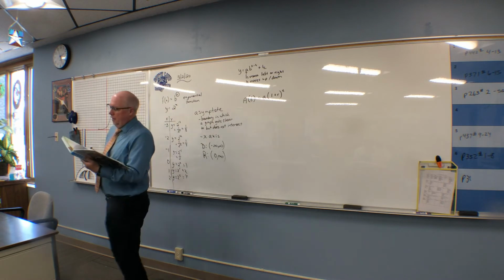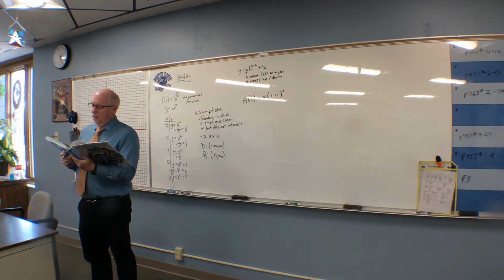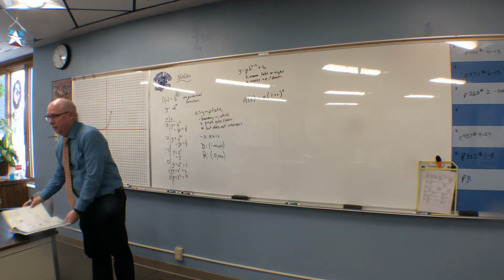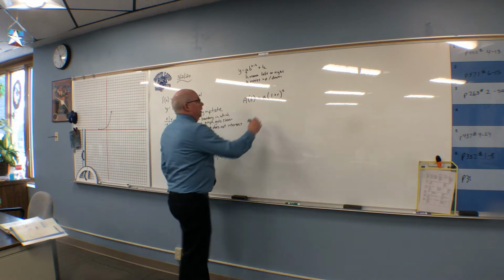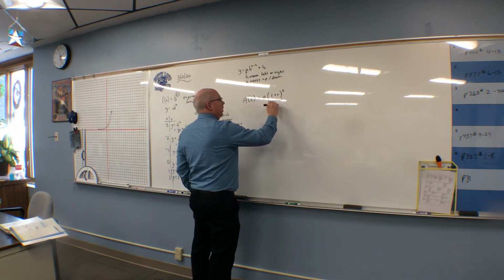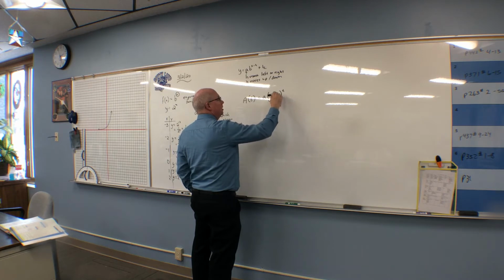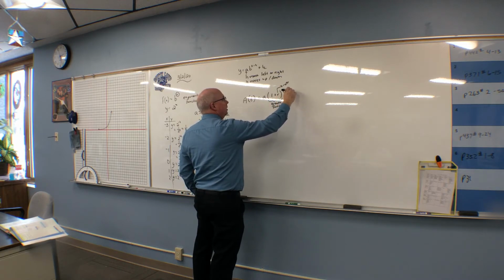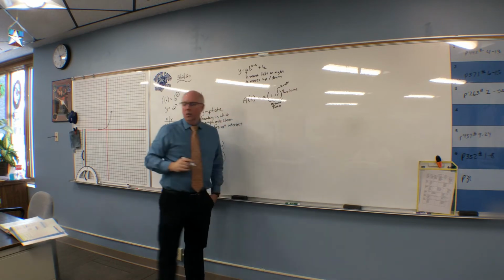It says the function can be used to find the amount after t time periods, where a is the initial amount and r is the percent of increase per time period. Know that the base of the exponential expression, 1 plus r, is called the growth factor. Okay? This is called the growth factor. And this is a rate. Okay? And here's your time period. It's your time.